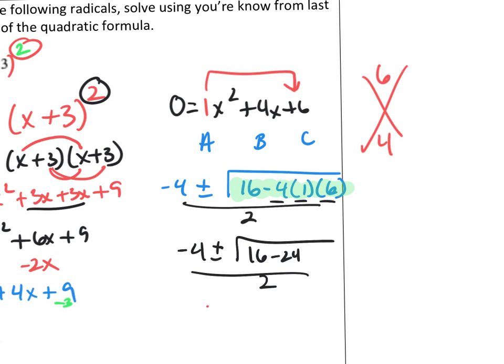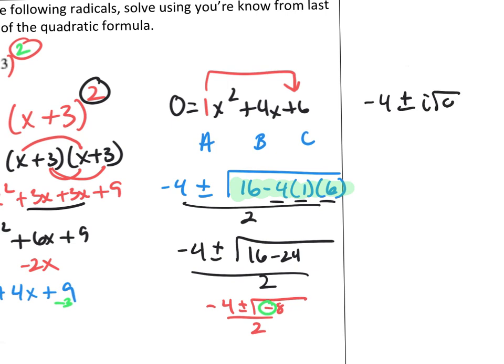Simplifying that would be negative 4 plus or minus the square root of negative 8 all over 2. Hopefully this is harped in your brains enough to see that we have a negative value down there. So since that's negative, we know we have an i, so it's going to leave you with negative 4 plus or minus i square root of 8 all over 2. We want to break down my 8 into 4 and 2 and 2 and 2.